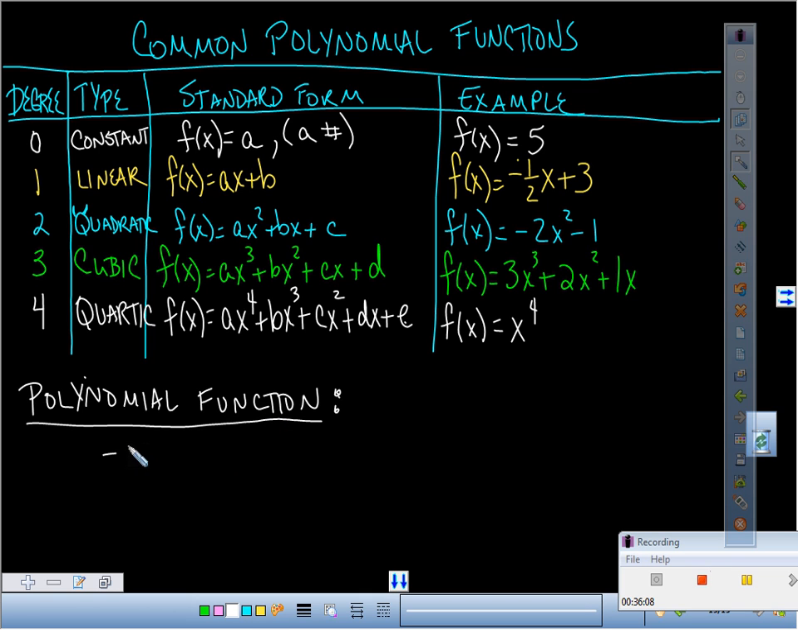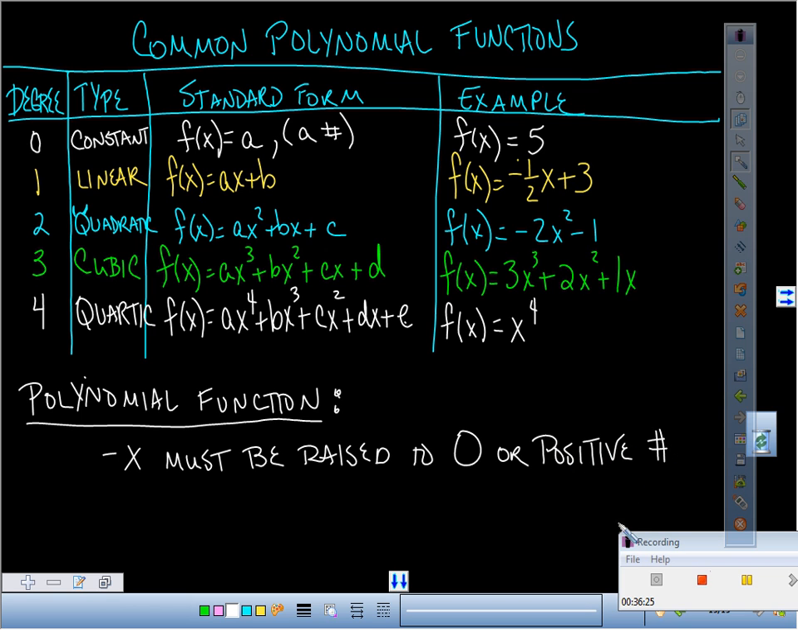First of all, the x must be raised to the 0 or a positive number. That means you can't have it raised to a negative exponent. Now, what does that really look like? Let's talk about what this really means. If you can't have x to a negative exponent, where does that mean x's really cannot be?